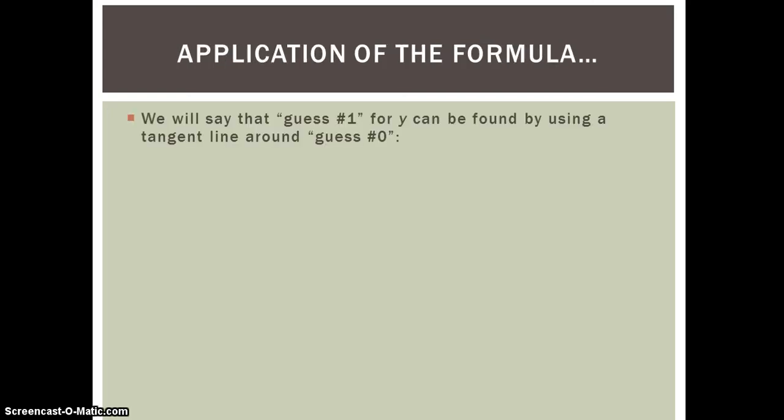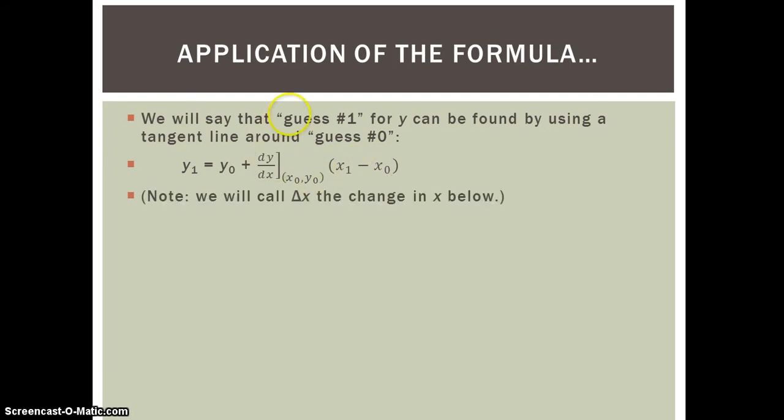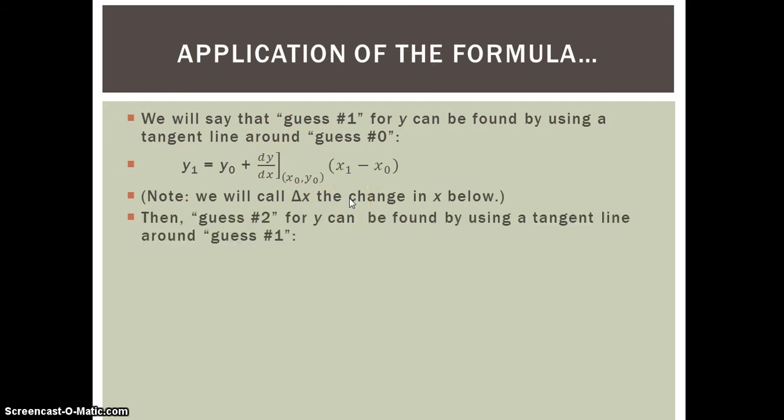Application of the formula. So we're going to go through a progression of guesses that will help us figure out what our approximation is. We will say that guess 1 for y can be found by using a tangent line around guess 0. So y sub 1 is equal to y sub 0 plus the slope at that point, (x sub 0, y sub 0), times whatever x sub 1 minus x sub 0 is, which we're going to call delta x. That's the change in our x.